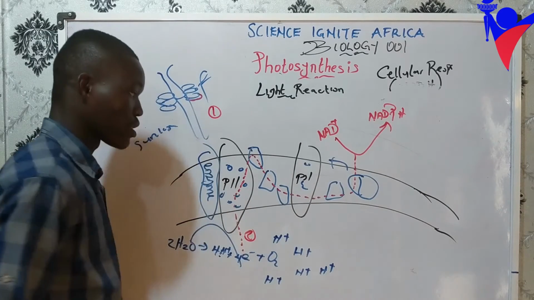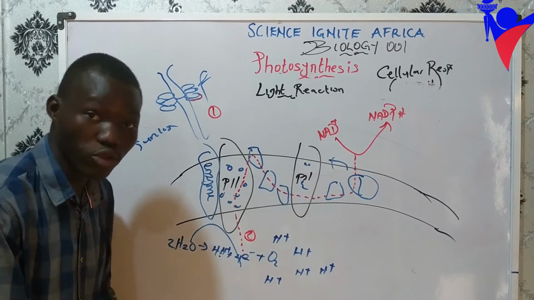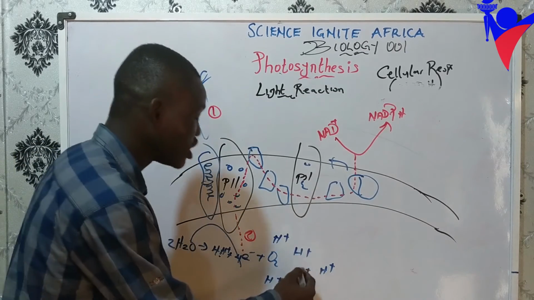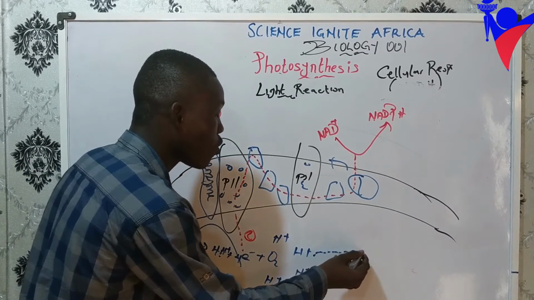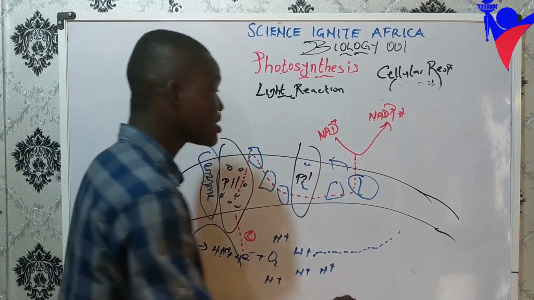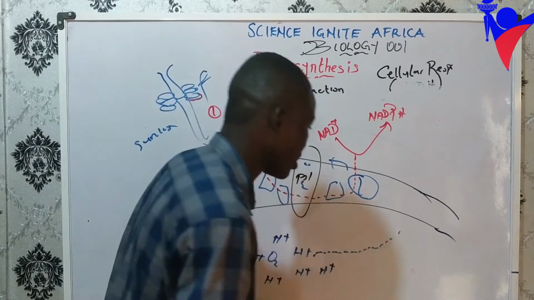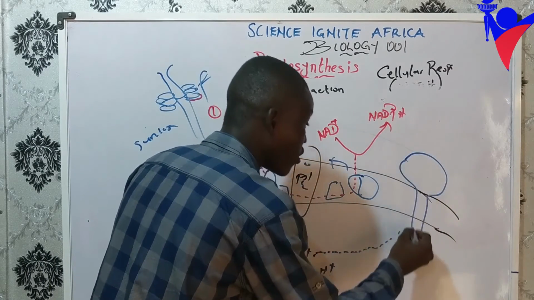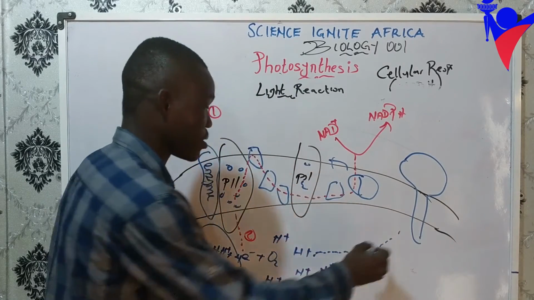We're going to be forming more of H plus inside, on the one side of the thylakoid membrane. All this H plus, let me call them proton. Don't forget, it's a proton, right? This proton will now go through one particular enzyme. It is called ATP synthase. Forget about the name. ATP synthase is something like this. Just understand what is happening.